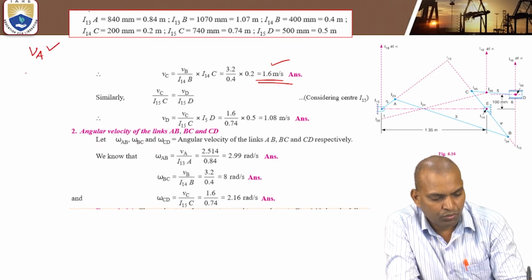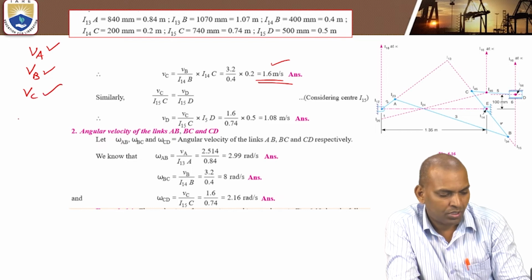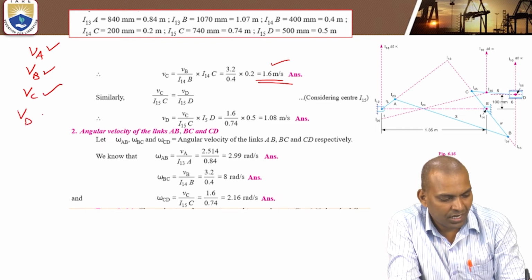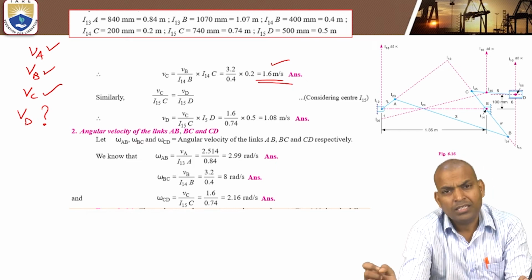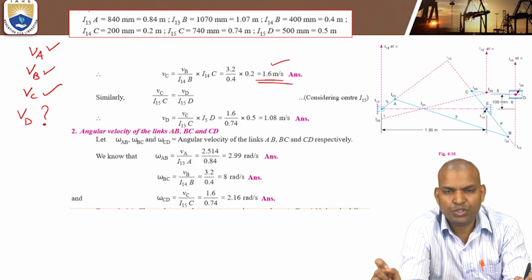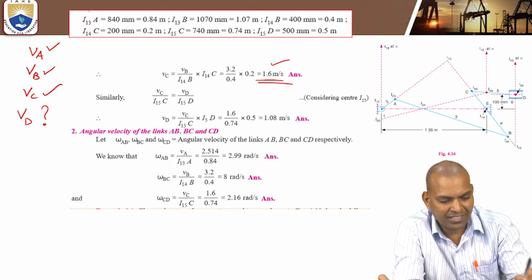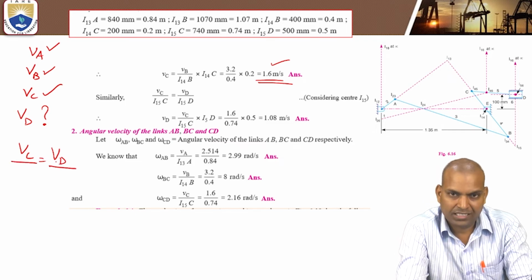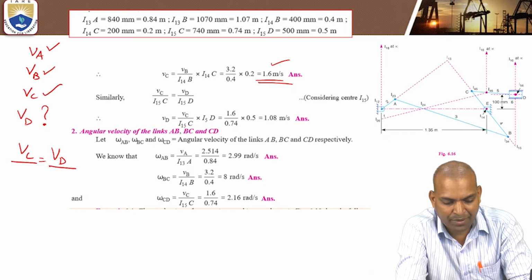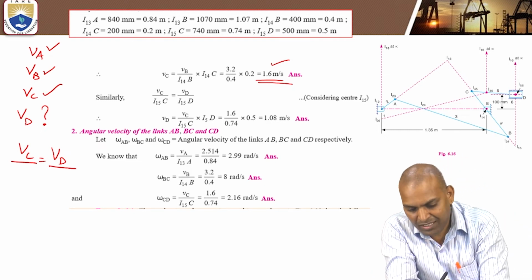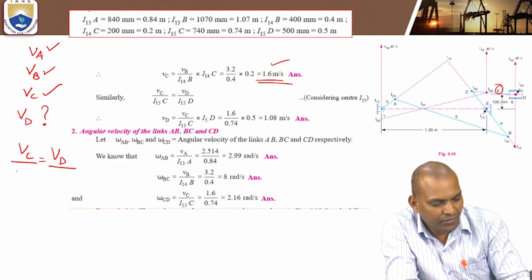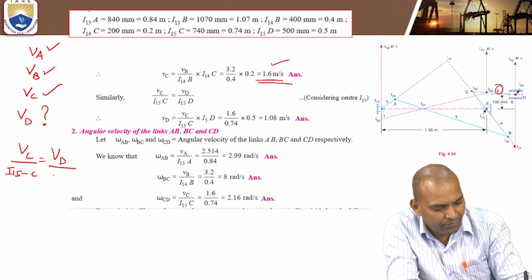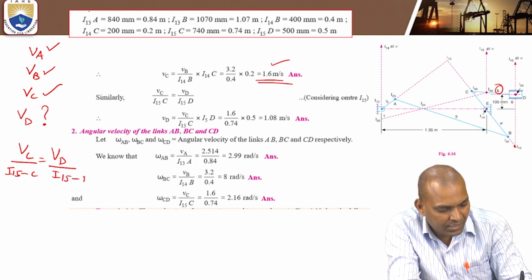Now VA we know, VB is known, VC is known. What is the next combination? VD has to be found. Now D is connected to which link, which point? Point C. Now we need the VC and VD combination. VC by CD, the combination center. CD is link number 5, so the combination is I15. VC by VD equals I15C by I15D.